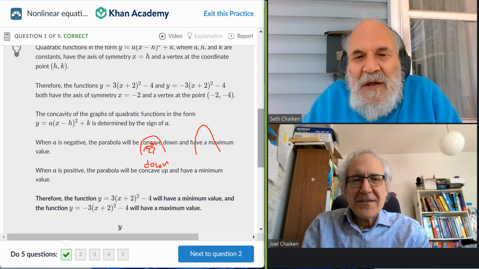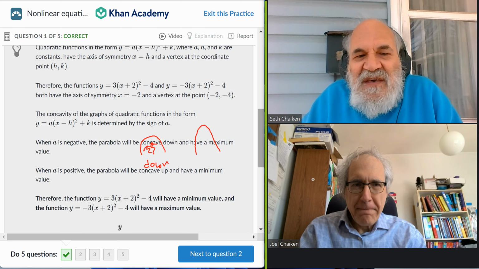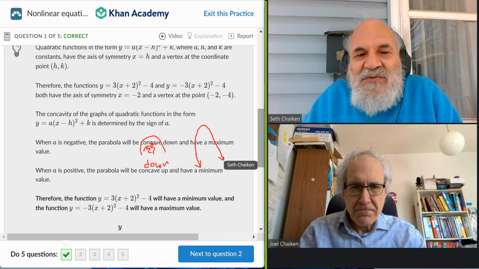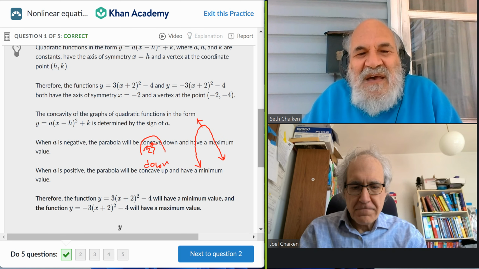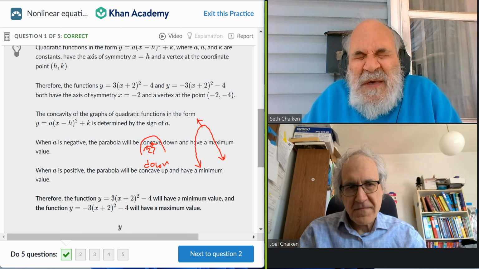But so it's the sides of the parabola that goes down when it's concave down, and the vertex of the parabola goes up when it's concave up. Or convex up, concave down are the same thing.